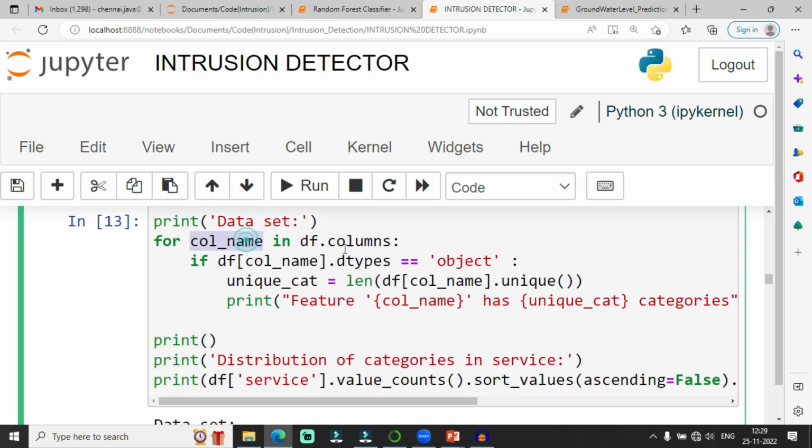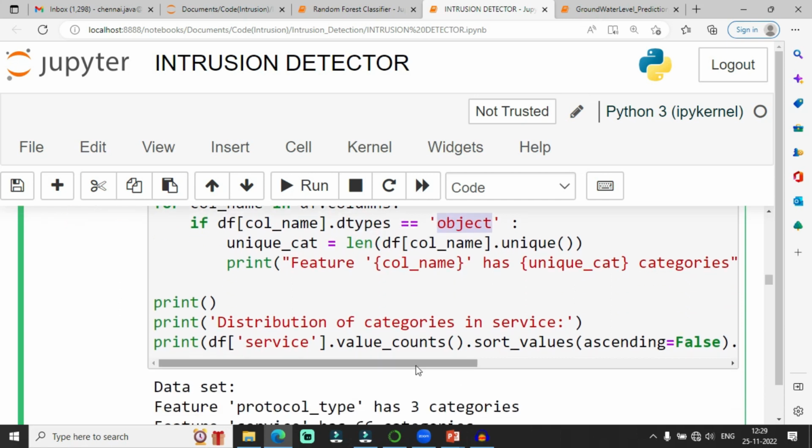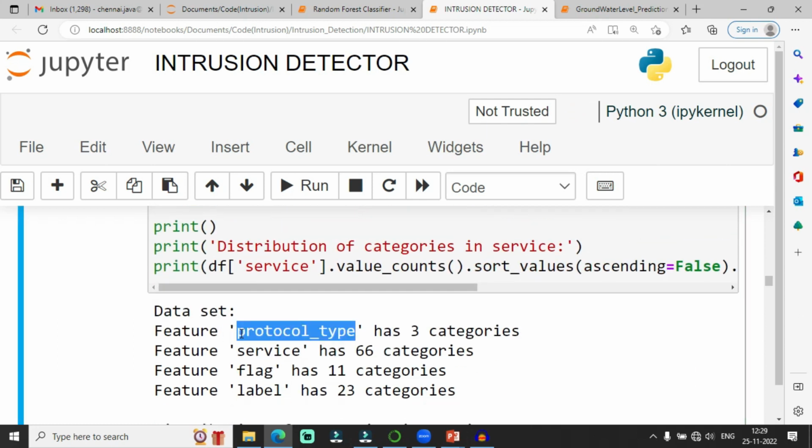So I am picking for column names in df.columns. For example, objects. So what are the different objects? I am picking them and printing. So you can see here, protocol type has 3 categories, whereas for service, the distribution of categories, I am sorting them in descending order. For example, feature flag has 11 categories, label has 23 categories.